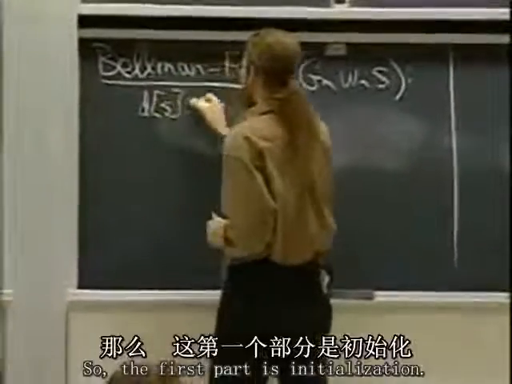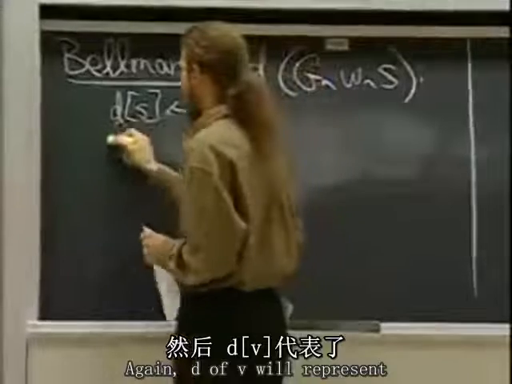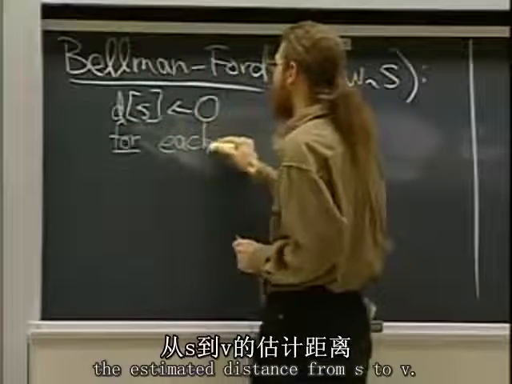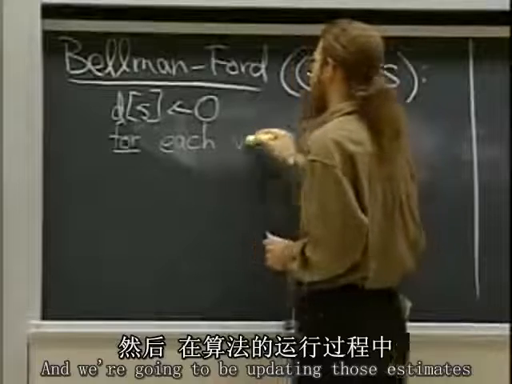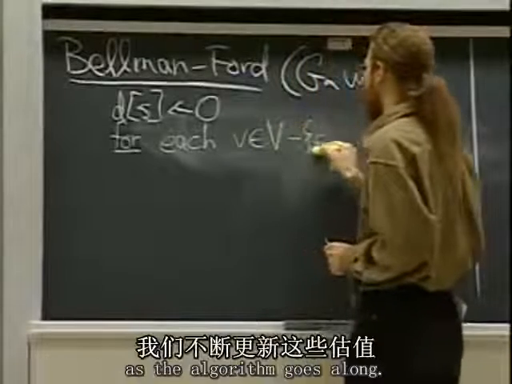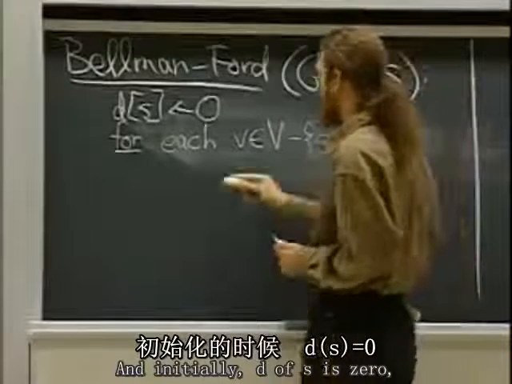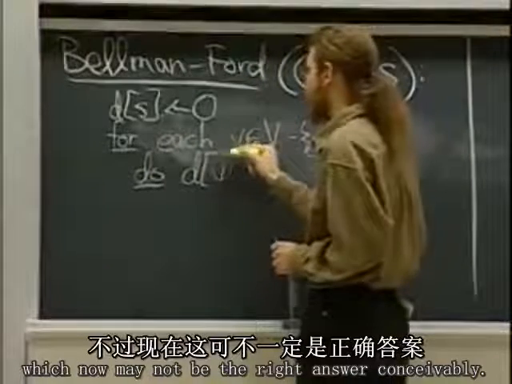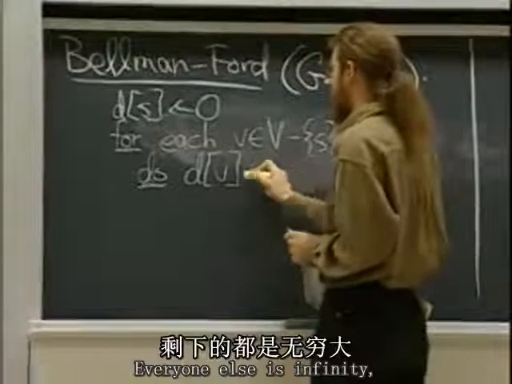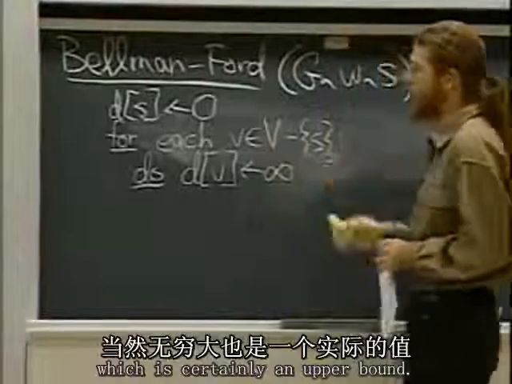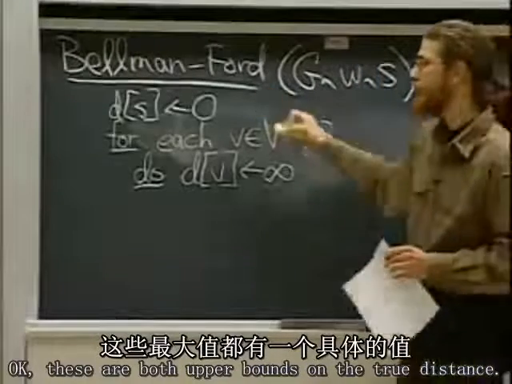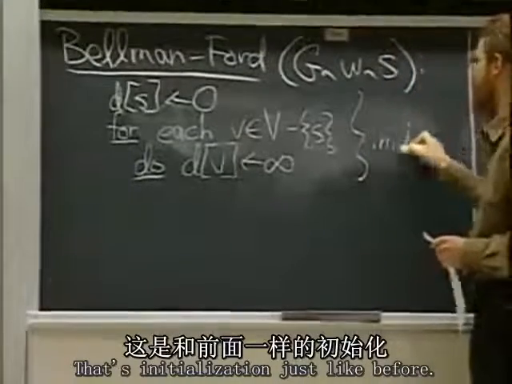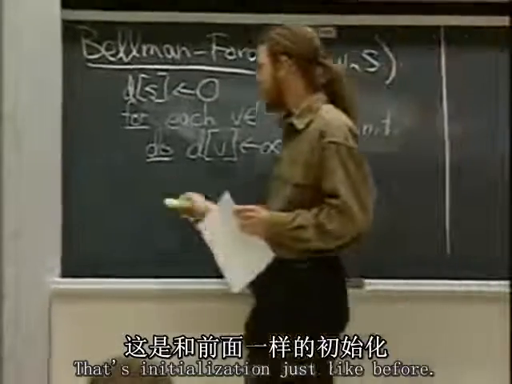So the first part is initialization. Again, d of v will represent the estimated distance from S to v. And we're going to be updating those estimates as the algorithm goes along. And initially, d of s is 0, which now may not be the right answer, conceivably. Everyone else is infinity, which is certainly an upper bound. Okay, these are both upper bounds on the true distance, so that's fine. That's initialization, just like before.